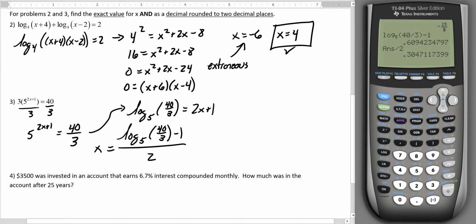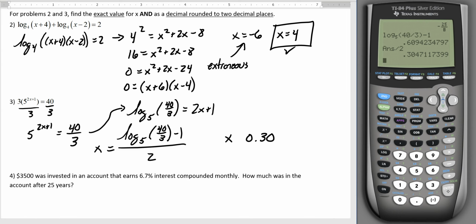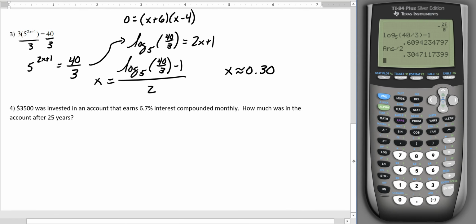This is 0.304, which would round to x equals 0.30. Well, I guess we should say it's approximately 0.30. There we go. So our exact value is this one here. Our rounded value, this one here, 0.30. Excellent. All right, last one for this one.